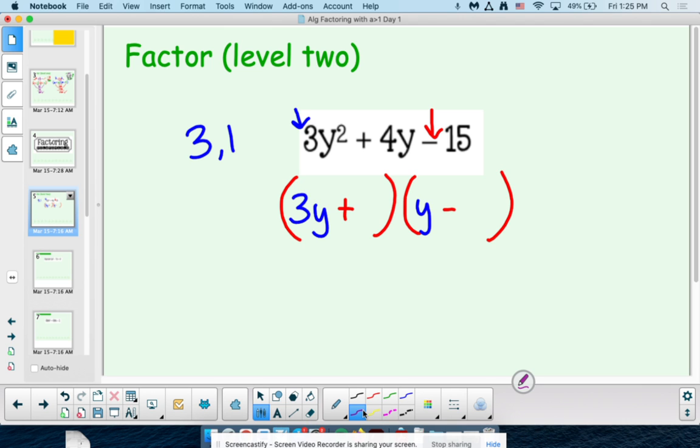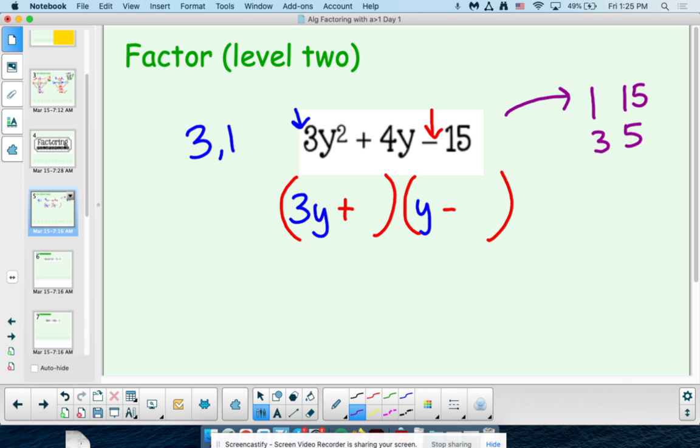So now we have 15. We have 2 ways to multiply to 15. I have 1 and 15 and 3 and 5. All right? So we only have 2 ways to multiply to 15, which is good. But now we want our 2 middle terms to add or combine to a positive 4.